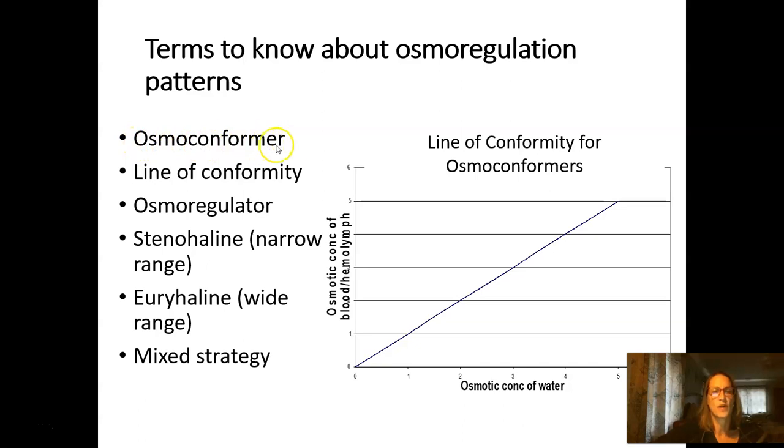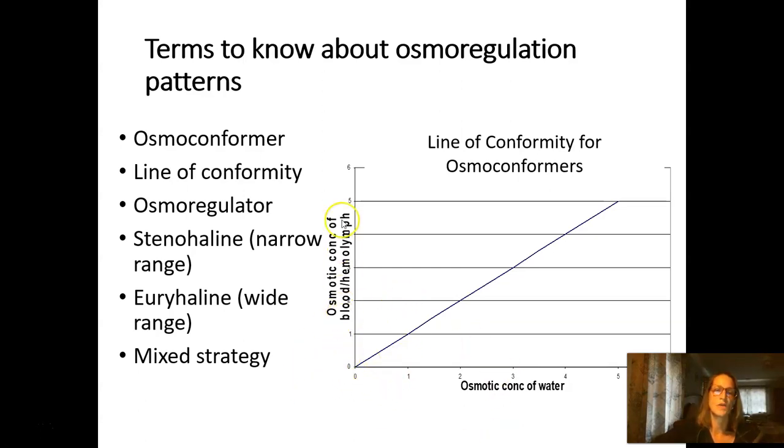An osmoconformer, as you know, changes its osmolarity depending on the environment it's in. It cannot regulate its own osmolarity, so whatever environment it's in, it has the same osmolarity. Here is a hypothetical graph explaining what happens to osmoconformers.